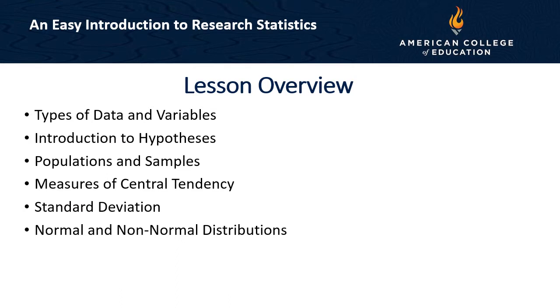In this lesson, my goal is to try to make research statistics understandable, but also a little less fearful for you as you embark on your dissertation journey here at ACE. In this lesson, we're going to talk about the types of data and the types of variables. We're going to begin talking about hypotheses. We'll explore populations and samples. We'll look at measures of central tendency, which are the most basic and fundamental aspects of statistics. We'll look at standard deviation as a statistical measure, and we'll look at normal and non-normal distributions.